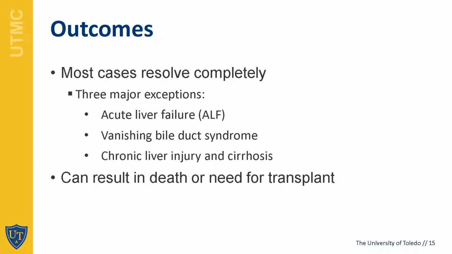As far as outcomes for patients with drug-induced liver injury, most cases resolve completely. There are three major exceptions: acute liver failure, vanishing bile duct syndrome, and chronic liver injury and cirrhosis. A question came up during the live presentation that primarily what is seen with our patients is acute liver failure. So if they are the exception, how is it that most of these cases resolve completely?